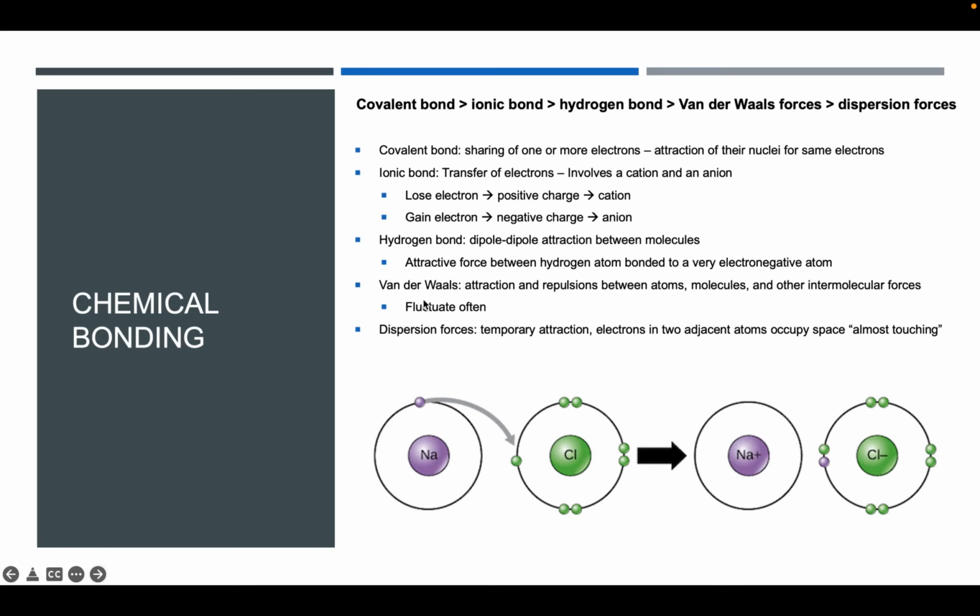The next strongest bonds would be van der Waals, which is an attraction and repulsion between the atoms. They want to bond together, but they fluctuate a lot. It's like an on-again, off-again relationship between the two. The weakest one is dispersion forces, and that's because it's a temporary attraction. They're hardly ever attracted to each other, and they're almost touching, and they flee away from each other, from the electrons.